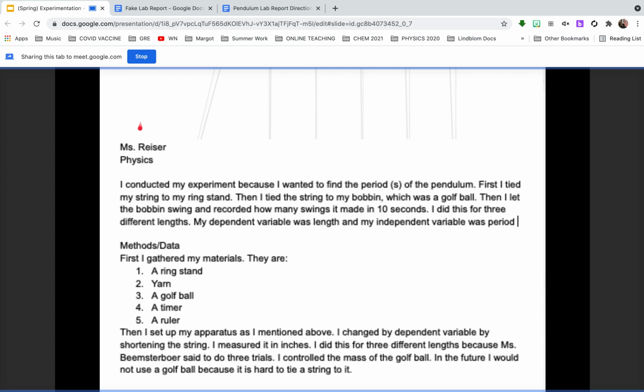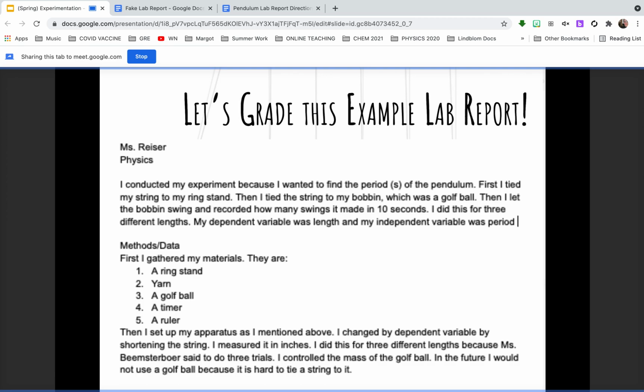Okay, so on Classroom, I posted this in addition to the lab report assignment. So it's literally just embedded within that assignment, this document. Ms. Reiser actually went ahead and wrote a fake lab report, and I want us to grade this lab report, okay?